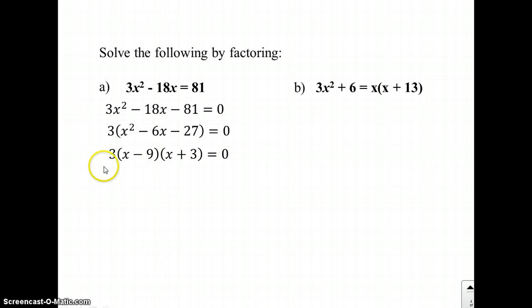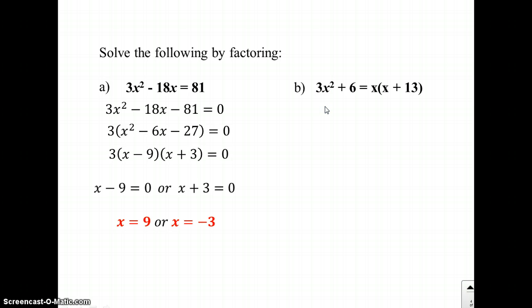At this point, I could divide both sides by 3, or I can just look at the variable factors and set each of those equal to 0 using my zero product property. So x minus 9 would equal 0, x plus 3 would equal 0. And solve those very simple equations. x would equal 9, x would equal negative 3. We've solved the quadratic equation given to us.